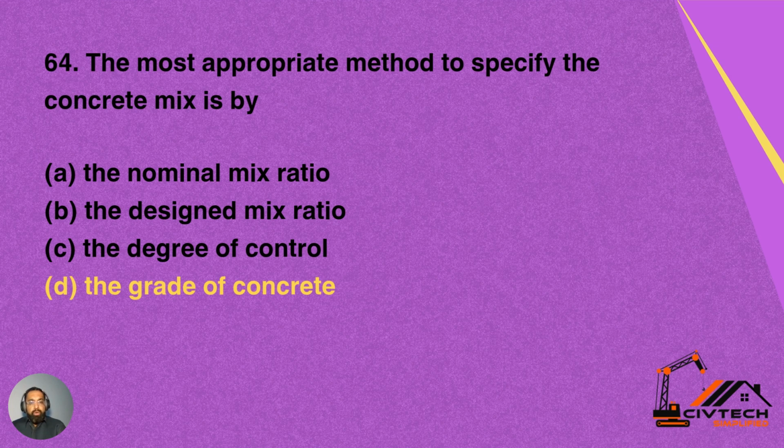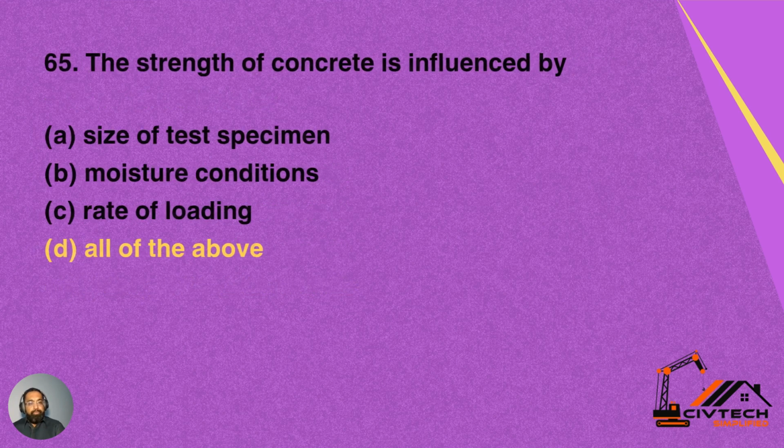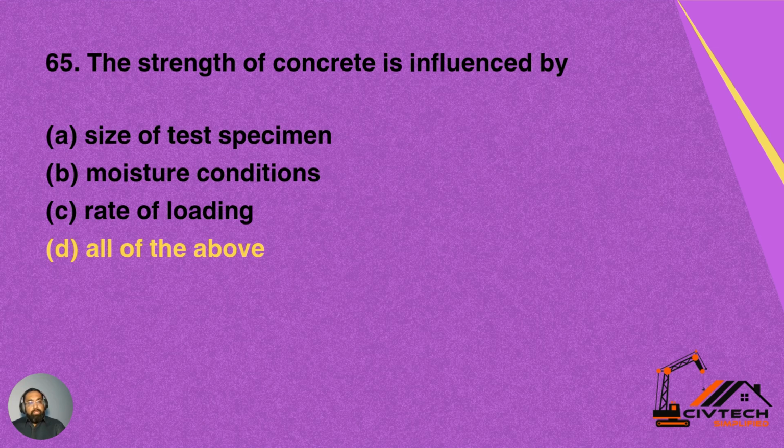Question number 64. The most appropriate method to specify the concrete mix is by: option A, the nominal mix ratio; option B, design mix ratio; option C, the degree of control; option D, the grade of concrete. The most appropriate method to specify the concrete mix is by the grade of the concrete. Option D is the correct answer for this question.